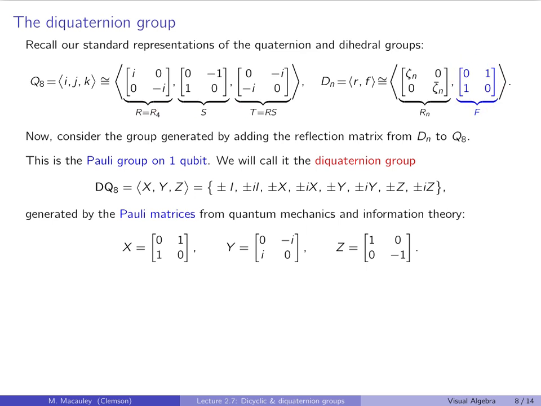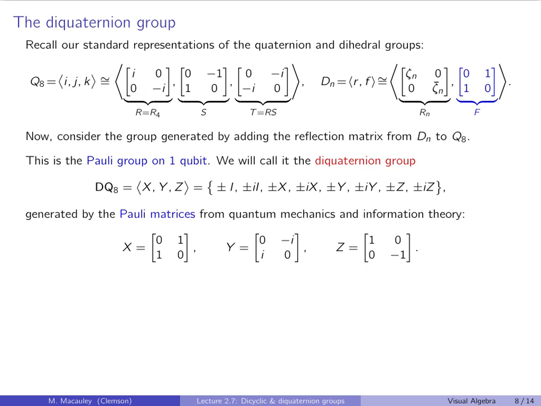If you look it up online, you might see that it's generated by 3 matrices, X, Y, and Z, and it contains 16 matrices: these 3 and the identity, and then what you get by multiplying these by plus or minus 1 and plus or minus i. These matrices are called the Pauli matrices from quantum mechanics and information theory. X is this reflection matrix right here. Y is i times this matrix for j, and then Z is like this matrix, i times, I think, negative i.